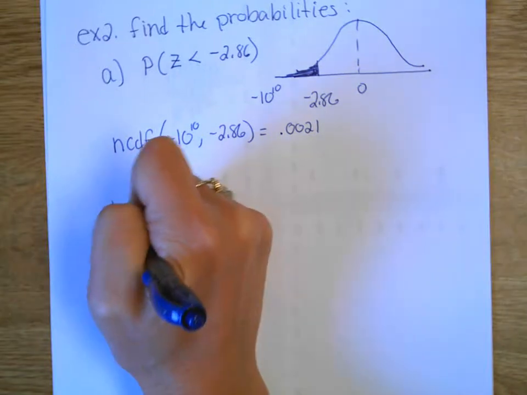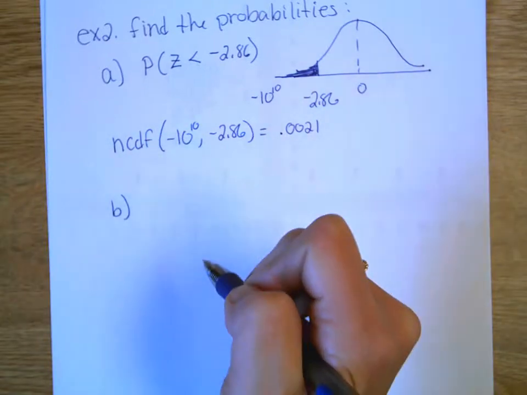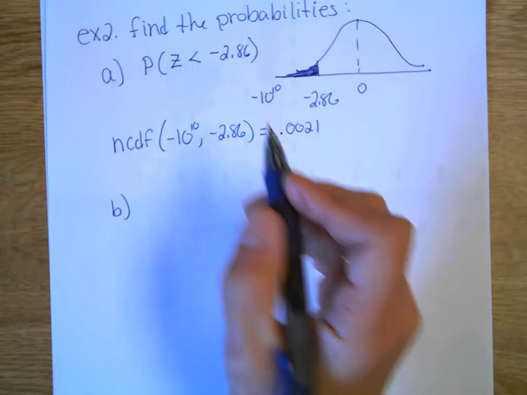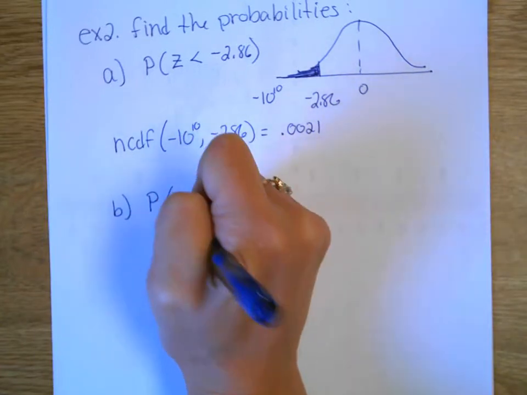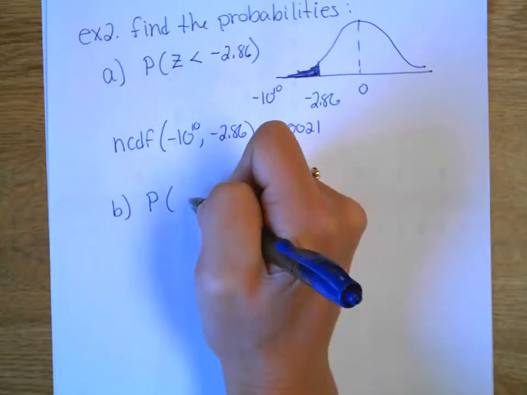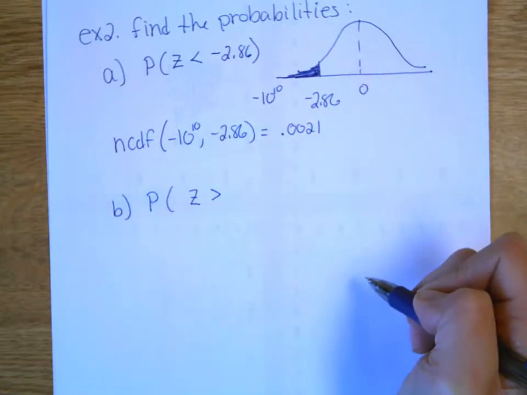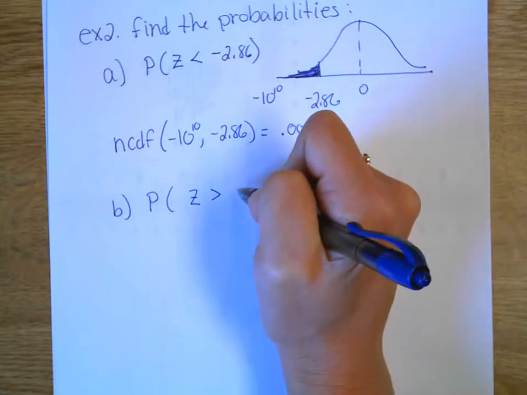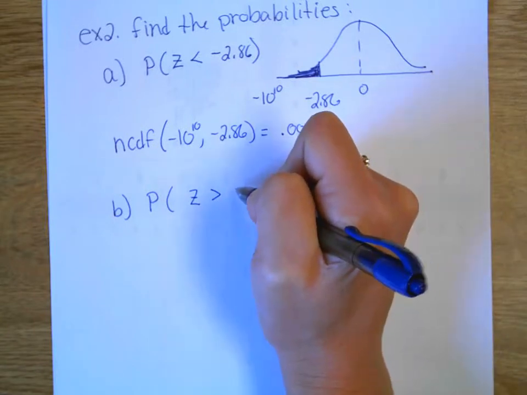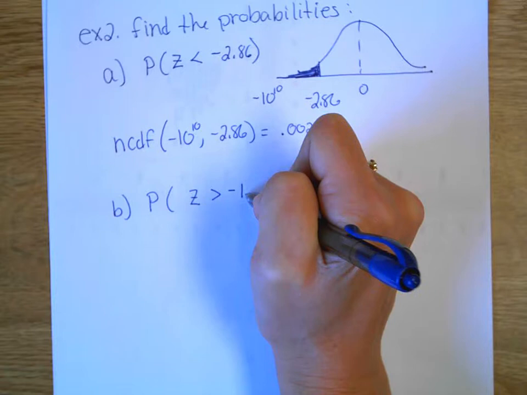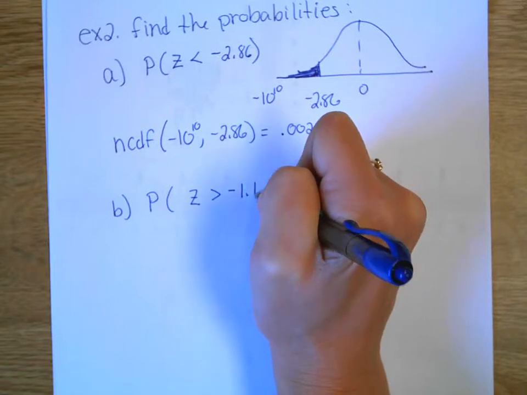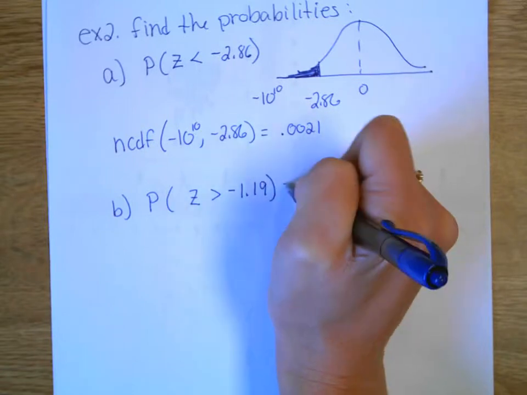Can this just be? Not quite. We're almost there, though. The probability that Z, I'm running out of space, is greater than negative 1.19.